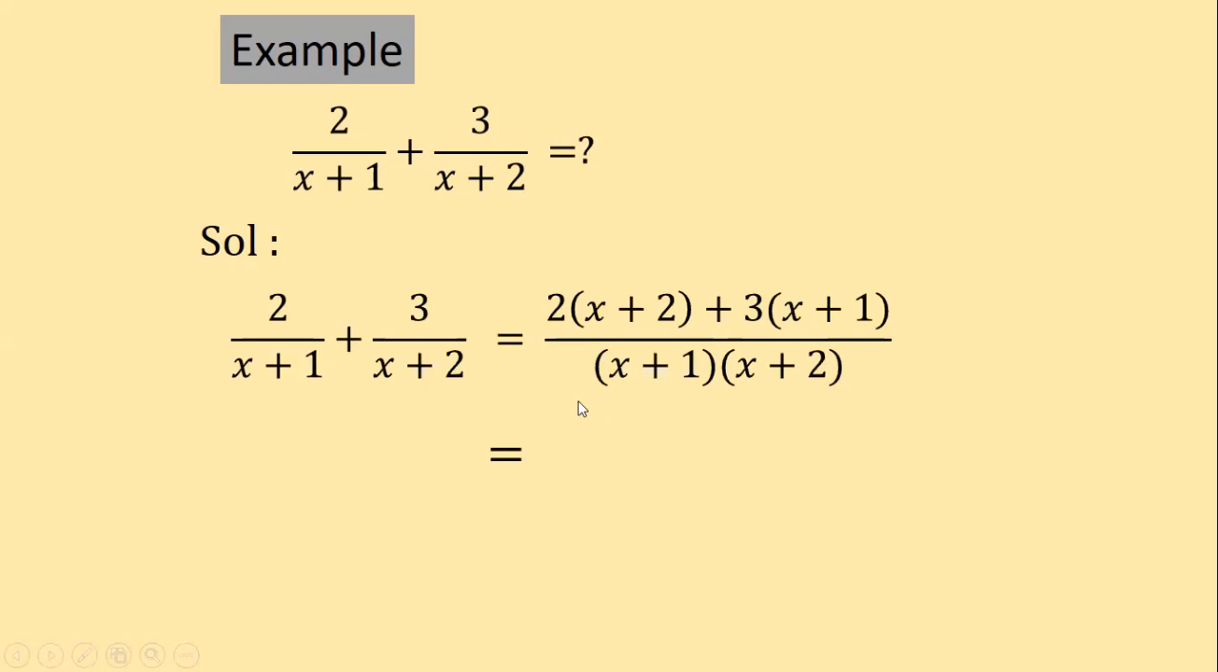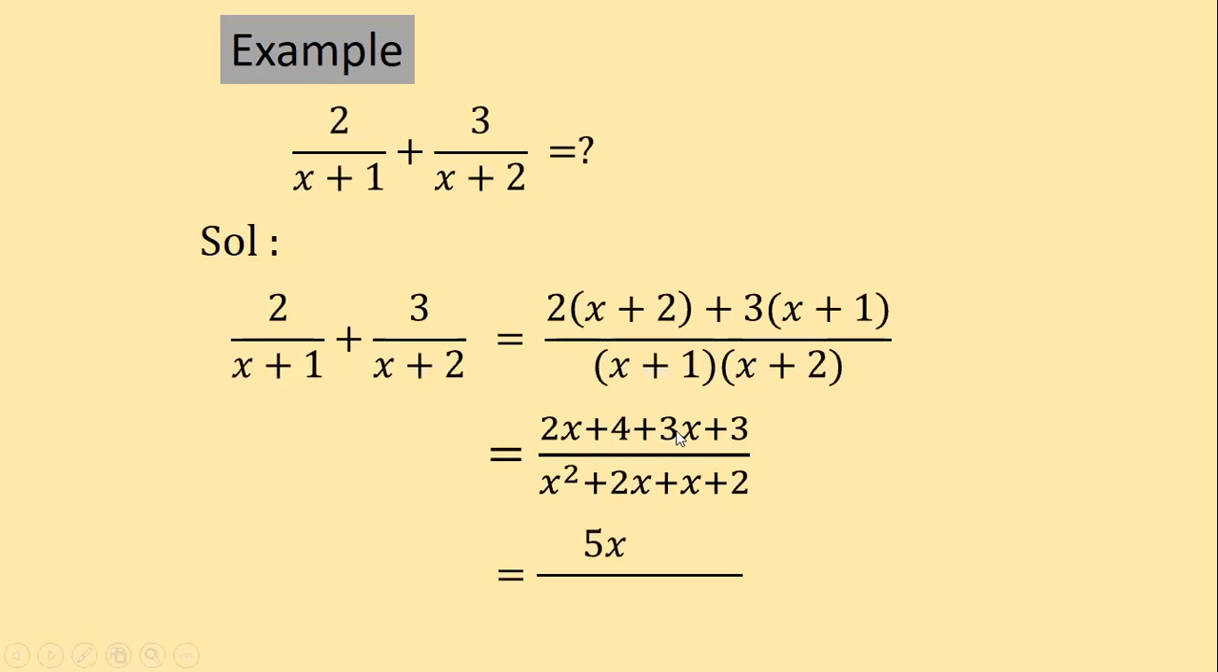Expanding the brackets. That is 2x plus 4, 2 2s are 4, plus 3x plus 3, 1s are 3, by x plus x into x is x square, plus 2 into x is 2x, 1 into x is x, 1 into 2 is 2. Here it is 2x plus 3x is 5x, 4 plus 3 is 7, by x square plus 3x plus 2. Okay. Now this is the sum we have got.